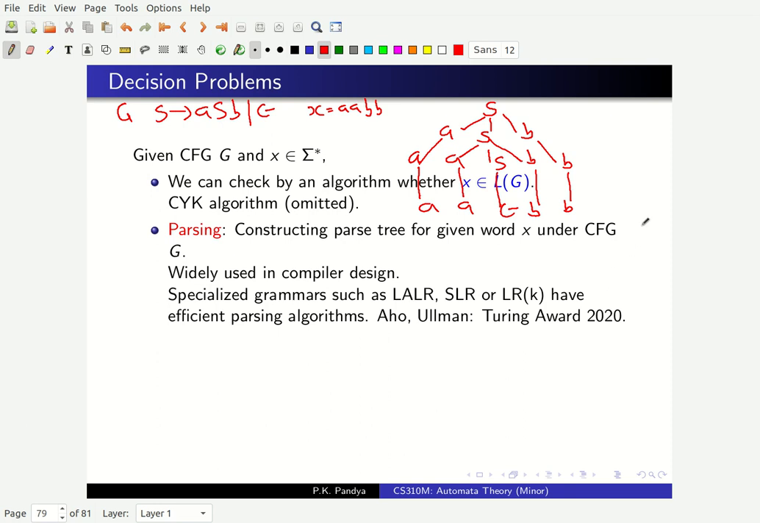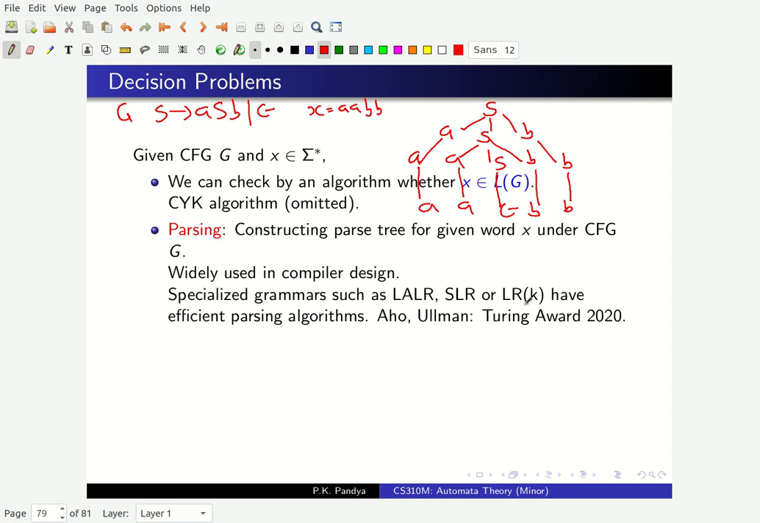These languages are called deterministic context-free languages. We will not give the definition here, but there are special grammars such as LL grammars, SLR grammars or LR(k) grammars for which there are efficient algorithms which will generate the parse tree of a string. The time taken to generate the parse tree will not be cubic but linear in the size of the string, so that most of the programming languages that you use today, like C or Java or Python, are generated by these special purpose grammars for which constructing the parse tree can be done efficiently.